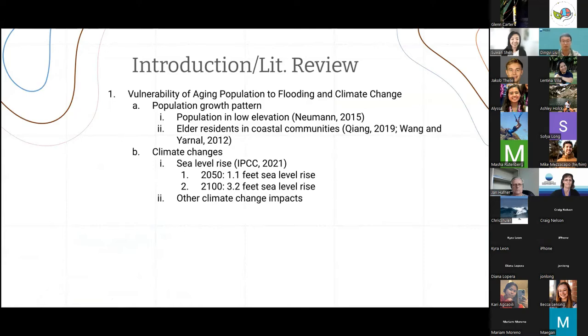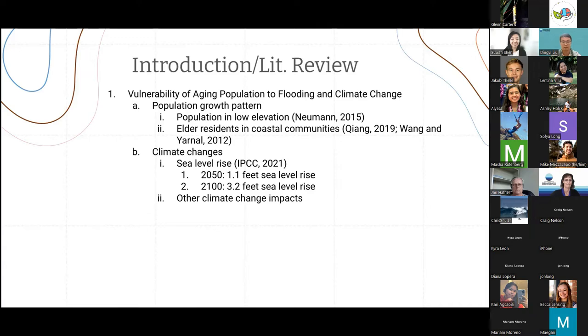At first, I'd like to talk about population growth. There are two population growth patterns I focus on in this study. The first one is the population growth in low elevation, and the population growth in low elevation contains a large number of older residents. The second one I'd like to talk about is climate change. One major factor of climate change is sea level rise. According to the IPCC's projection, there will be a 1.1 feet sea level rise in the year 2050 and 3.2 feet sea level rise in the year 2100.